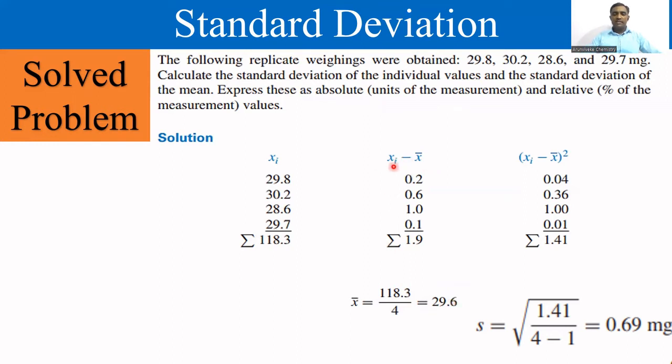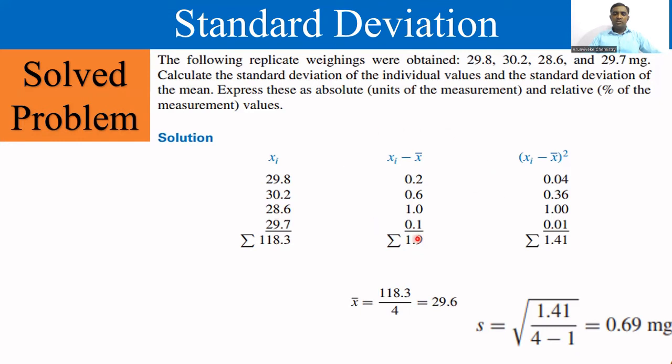We need to find out xi minus x bar, where x bar represents the mean. So for xi minus x bar, you get a different set of values. That is, you need to subtract this value from this value. So here it is 29.8 minus 29.6, which is 0.2. If you do the individual subtractions, you get the values. But you may wonder how you got 1 here. It is 28.6 minus 29.6.